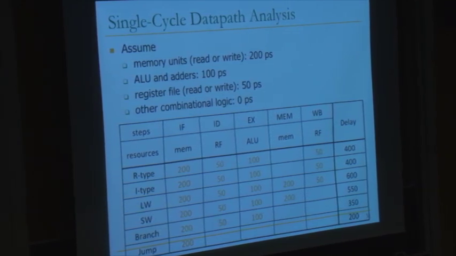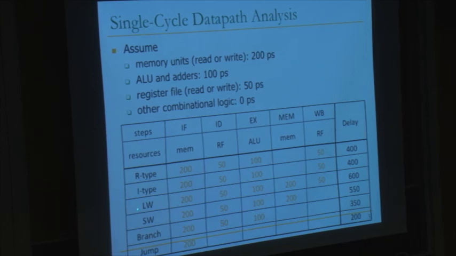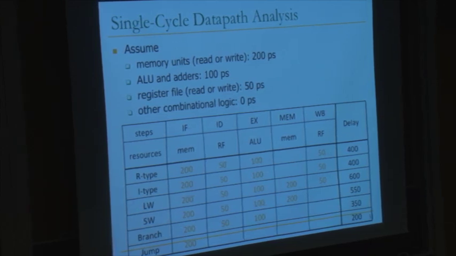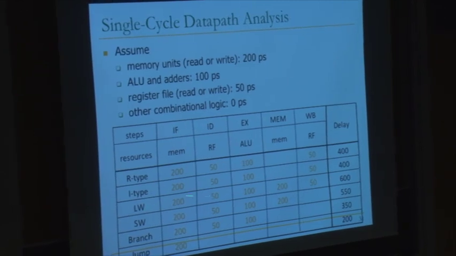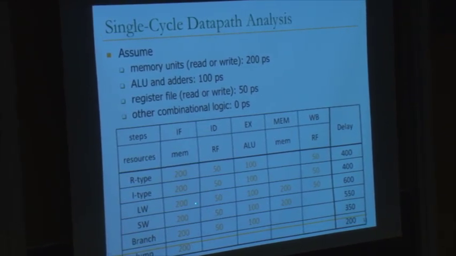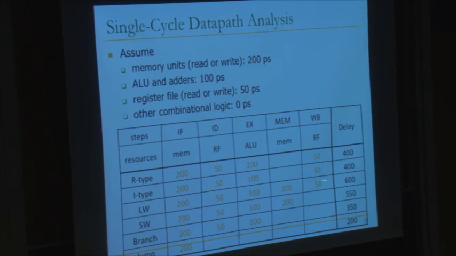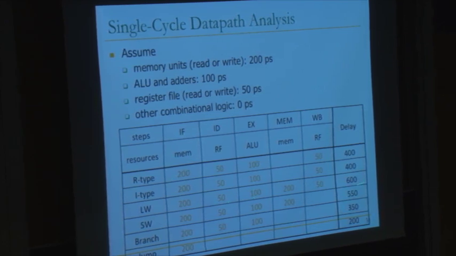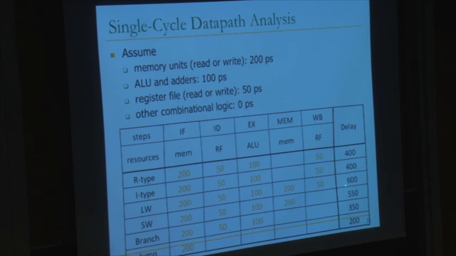But if you do the analysis, this is what you get actually for the critical path of different instructions, even with these optimistic assumptions. So the longest instruction is really a load word. You access memory twice and execute, write back, and decode. It exercises all of these phases in this case, depending on how you divide up these phases again. So delay is 600 picoseconds with these assumptions, whereas the jump takes 200 picoseconds.